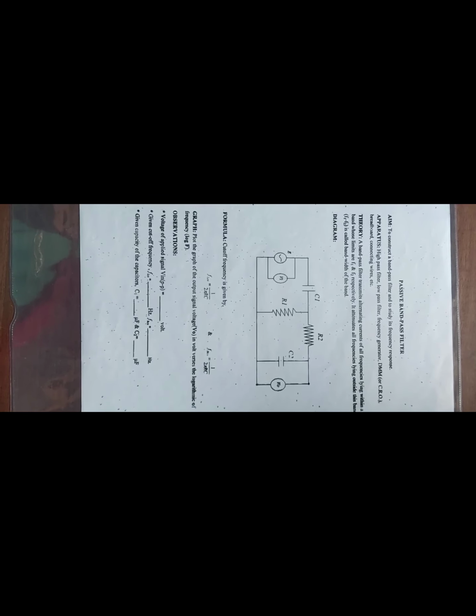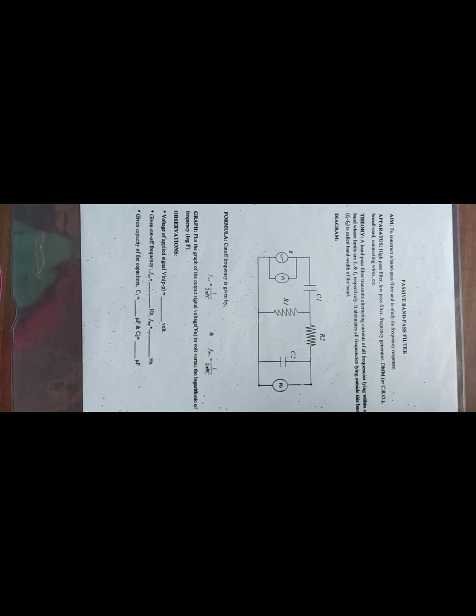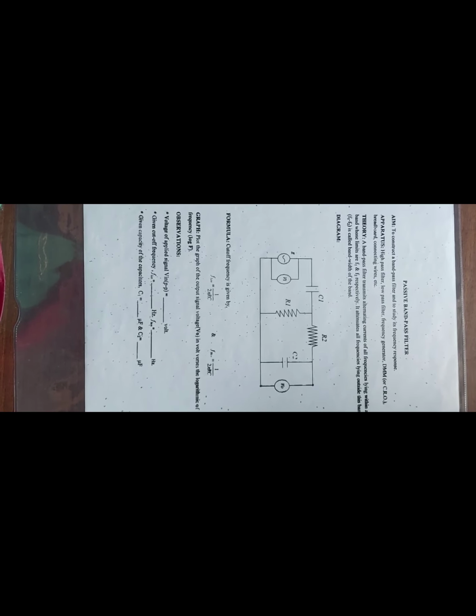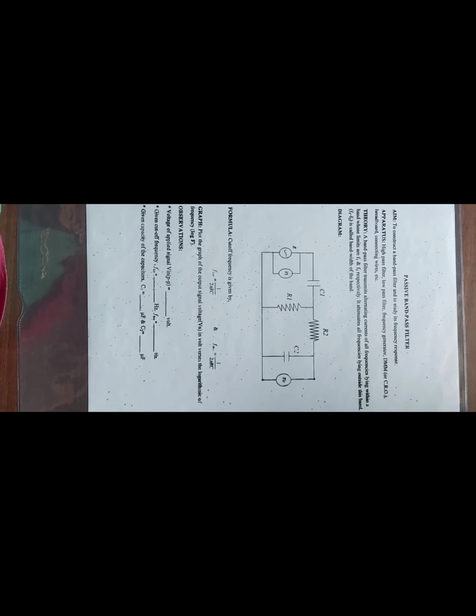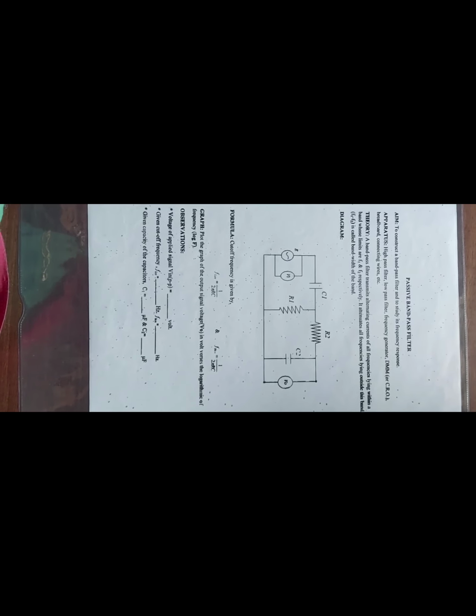Hello students, let us perform the experiment on passive band pass filter. The aim of this experiment is to construct a passive band pass filter and to study its frequency response. The apparatus that we need: high pass filter, low pass filter, frequency generator, digital multimeter, breadboard and connecting wires.